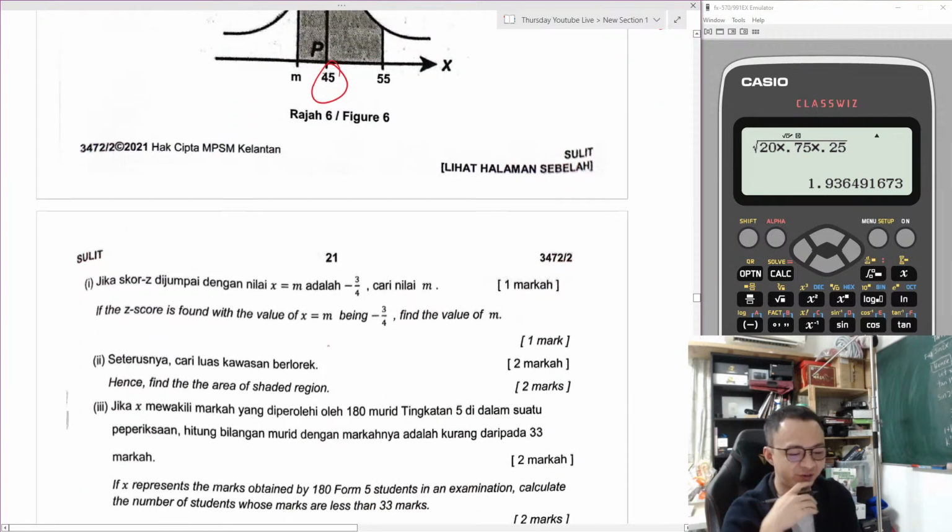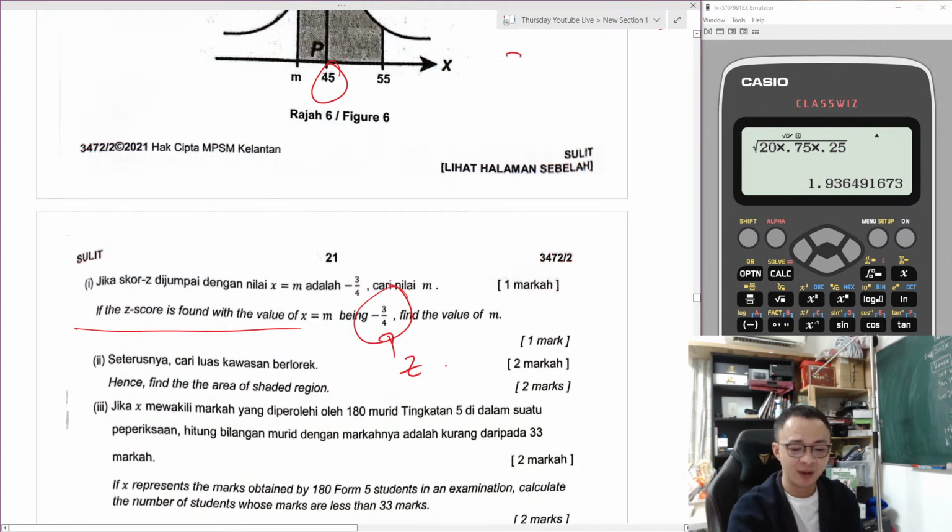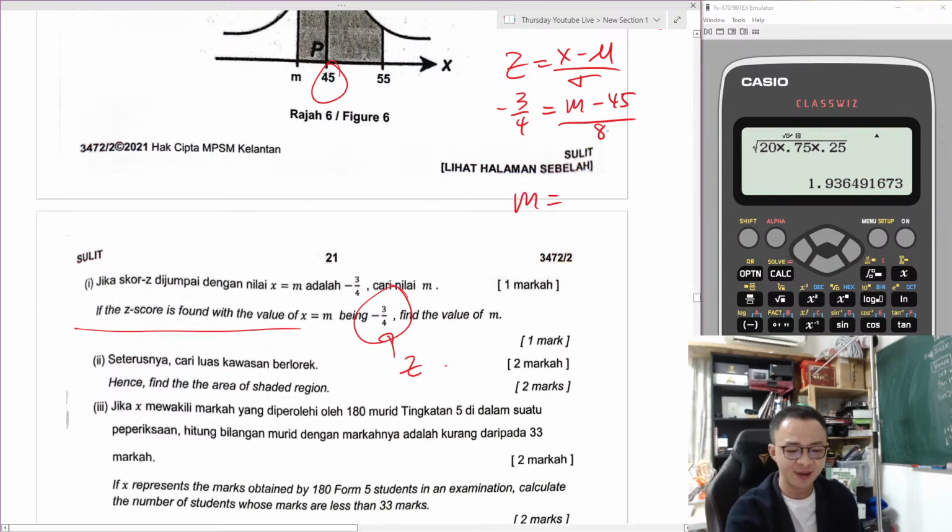Alright, so they ask: if the z score is found, x equals m is negative 3/4. Find the value of m. So they tell you this is the z score. What I want to do here is just use the z formula. z equals (x minus mean) over standard deviation. The z is negative 3/4, and my x right now is m, minus my mean 45, and my standard deviation is 8 just now. I just need to solve this equation to get my answer. So this one should be 39. Yes, move 45 to the other side: negative 6, 45 minus 6.